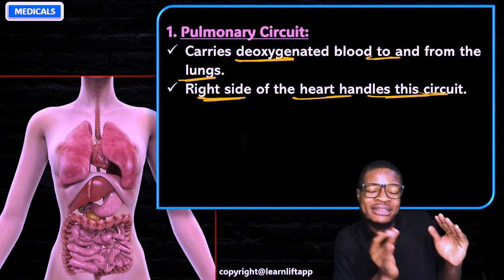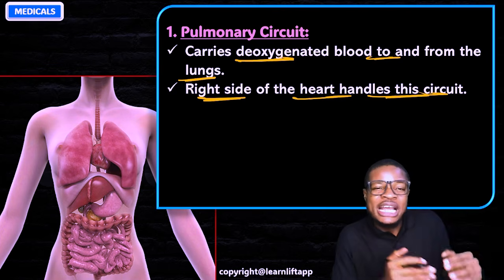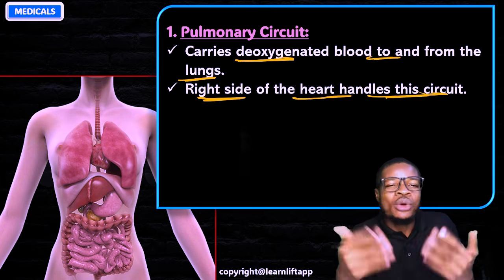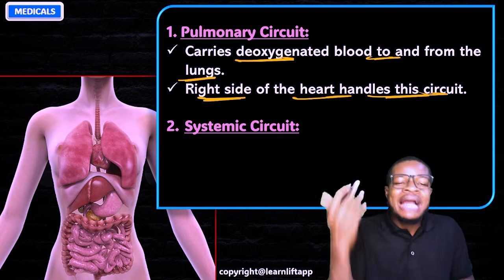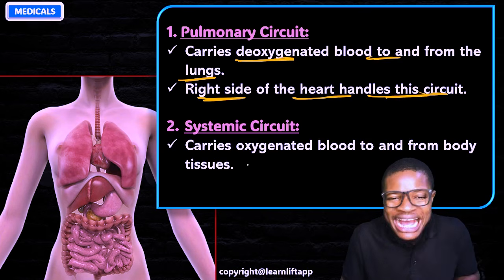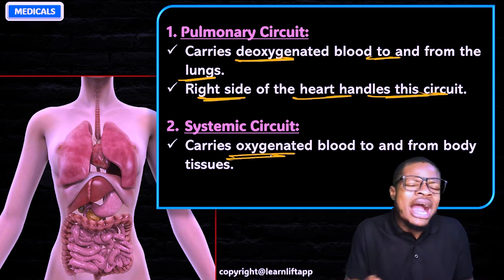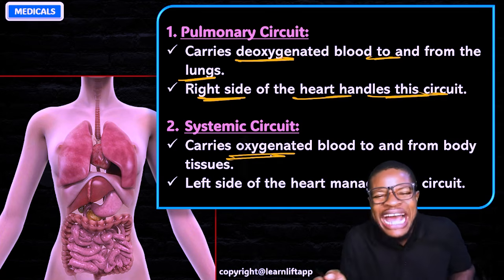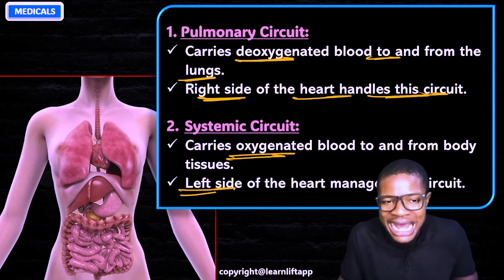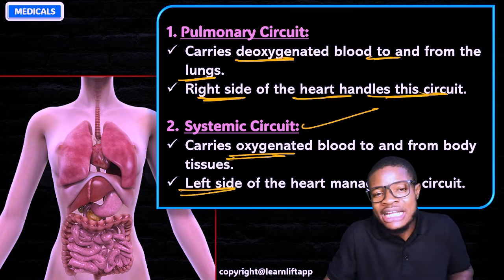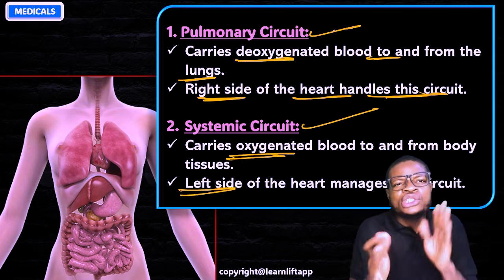Circulation, because the right part of the heart carries deoxygenated blood, right? Beautiful. Anything that carries deoxygenated blood is the what? The pulmonary circulation. And then the other is the systemic circulation. What does it do? It carries oxygenated blood to and from the what? The body tissues. And that is more like the what? The left side of the heart. So the left side of the heart is in charge of systemic circulation. The right side of the heart is in charge of what? Your pulmonary circulation. Simple.